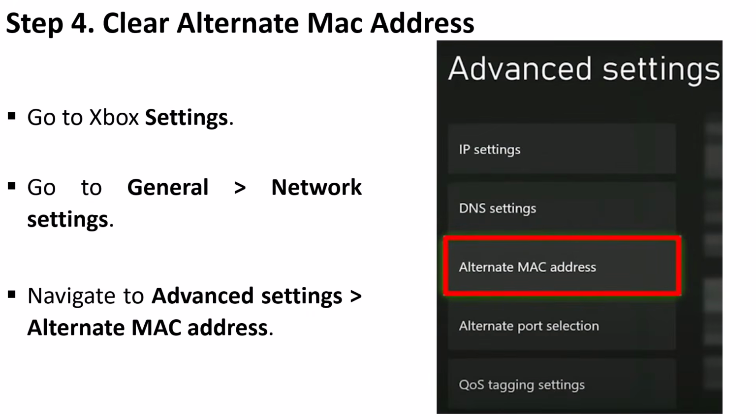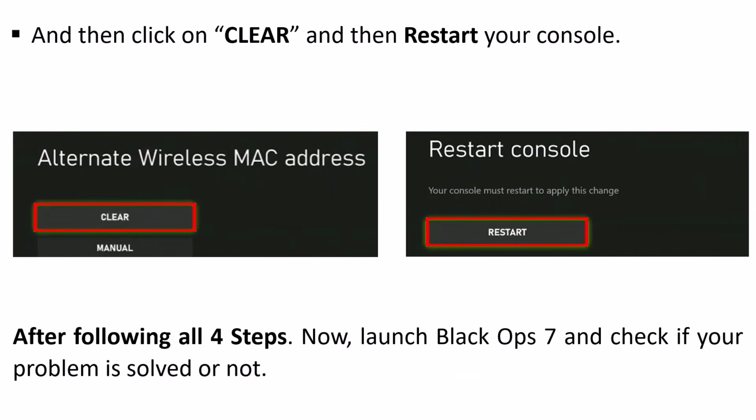Step 4 is to clear alternate MAC address. So go to Xbox settings, go to general network settings, navigate to advanced settings, alternate MAC address and then click on clear and then restart your console. Now after following all the 4 steps, launch Black Ops 7 and check if your problem is fixed or not.